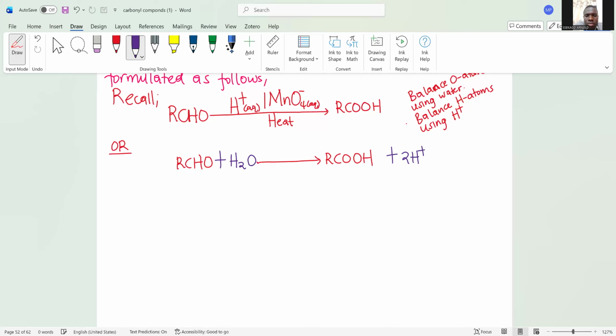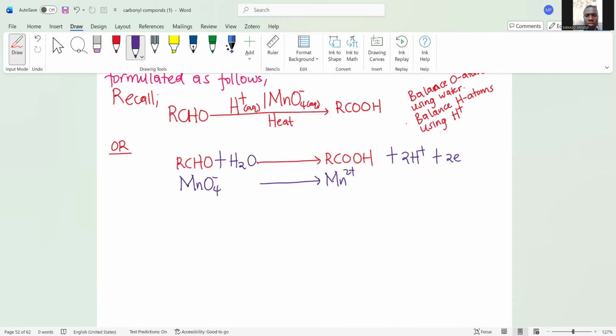Then you also balance the charges. Look at the left-hand side, I have charge 0. On the right-hand side, I have plus 2. So to come up with charge 0, I add 2 electrons. Then for potassium permanganate, MnO4 minus is taken to manganese 2 ions.